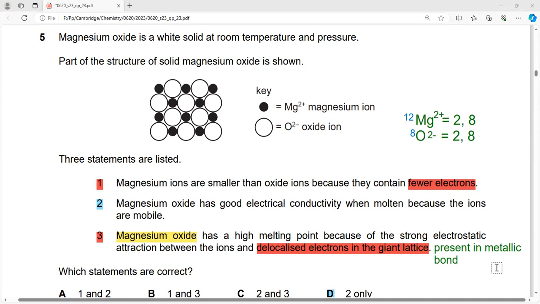Number 3: magnesium oxide has a high melting point because of the strong electrostatic force of attraction between ions and the delocalized electrons in a giant lattice. These delocalized electrons are present in a metallic bond. But magnesium oxide is an ionic solid, so it contains ionic bonds. That is why it is a wrong statement. So D is our correct option, because statement number 2 is correct.